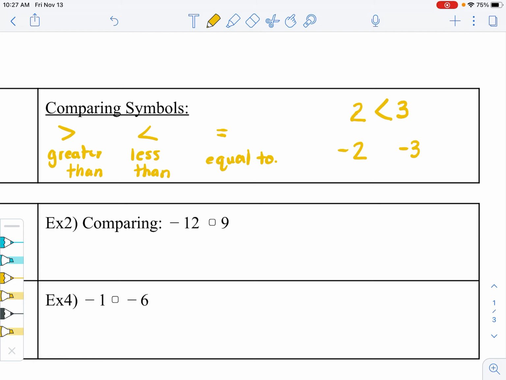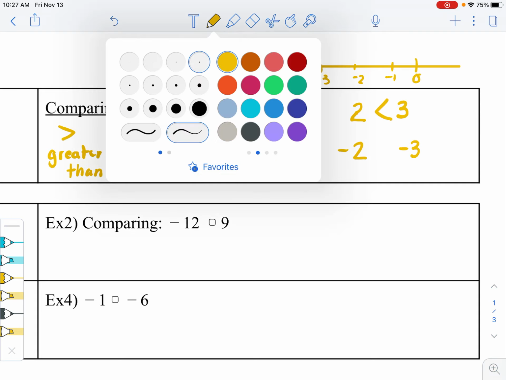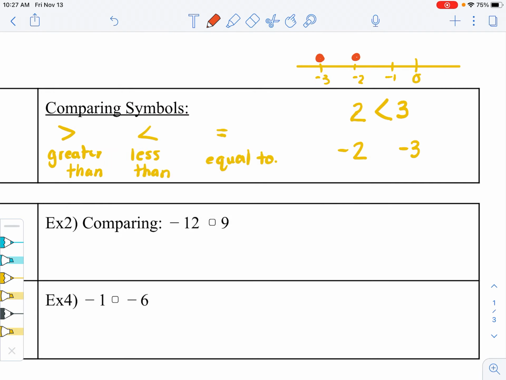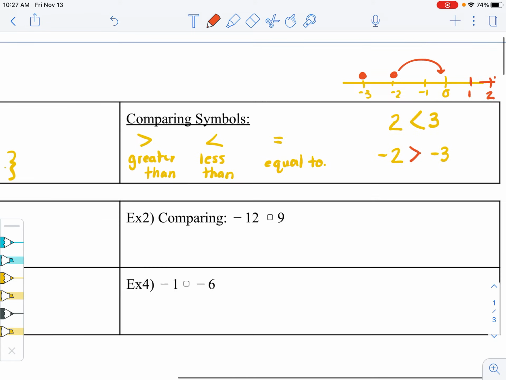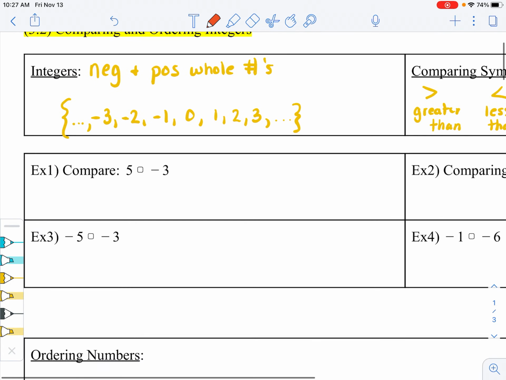If we're looking at -2 and -3 on a number line, we have -1, -2, -3. I'm going to put a little point on each one, -3 and -2. In the negatives, -2 is bigger because it is closer to 0. It's closer to the positives over here, okay? So if we like to think of these as positive, we can flip the sign for the negative. So 3 is bigger in the positives, so the -3 is smaller in the negatives, okay? So keep that in mind when we're doing these questions.